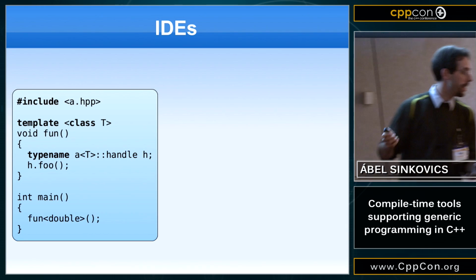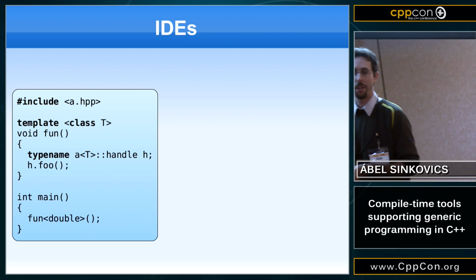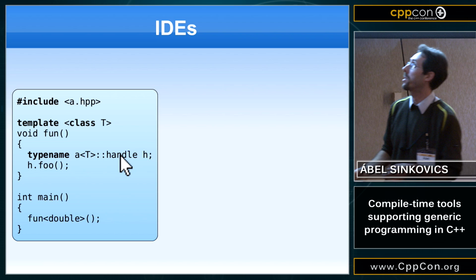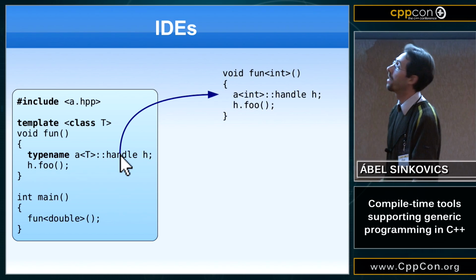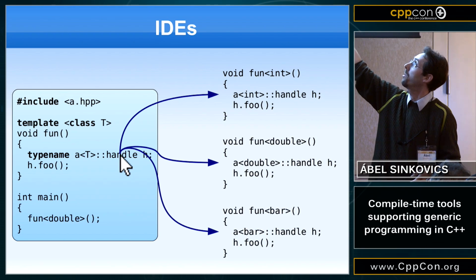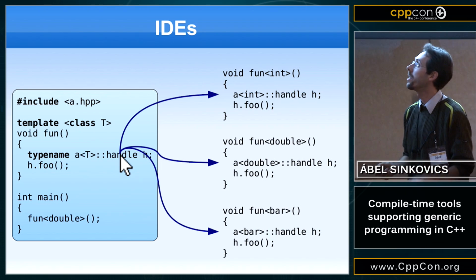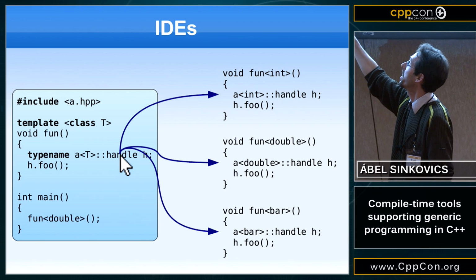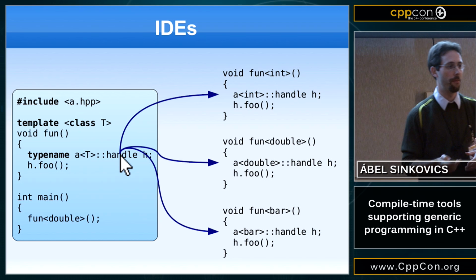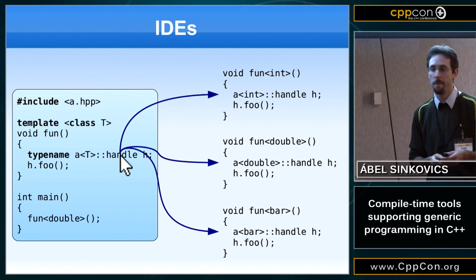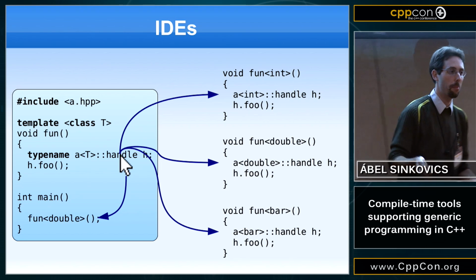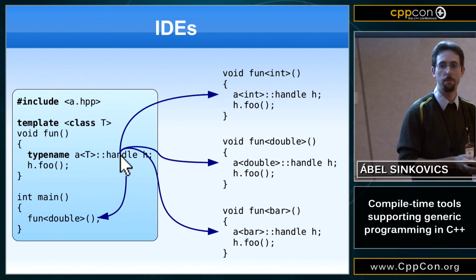Okay, IDEs. Well, this gets more tricky with IDEs than the previous one, because when you right-click on that, you say that, okay, this is what I'm interested in, then this might mean that this is fun instantiated with int, or double, or bar, or whatever type. So when you click at that place in your source code, it can refer to a virtually infinite number of functions. And you should relate it to that place. And again, if you've been to the Templar talk, then you know that they have solved this problem.